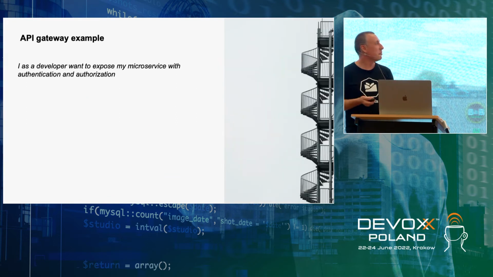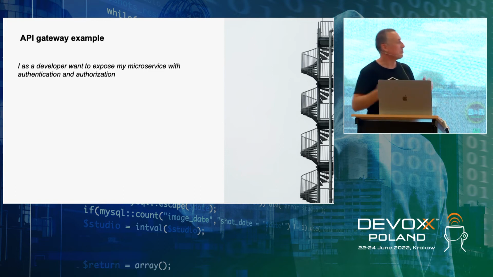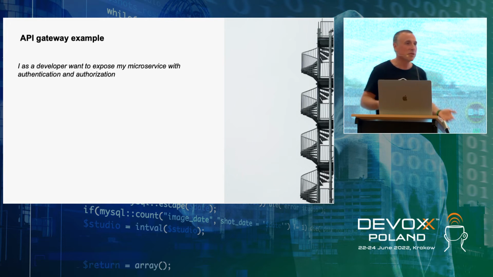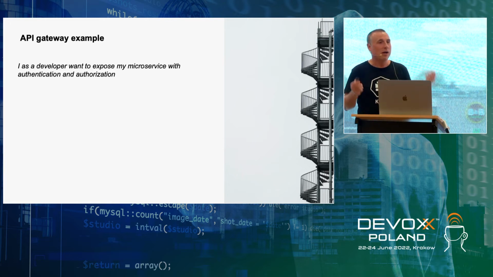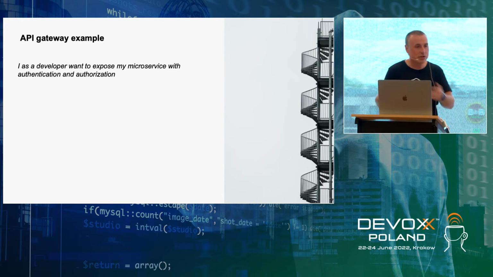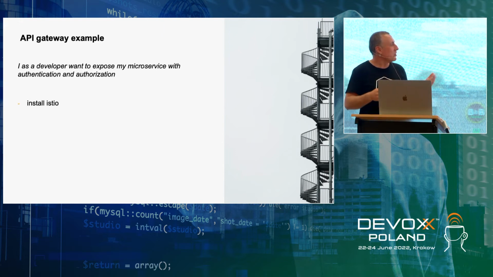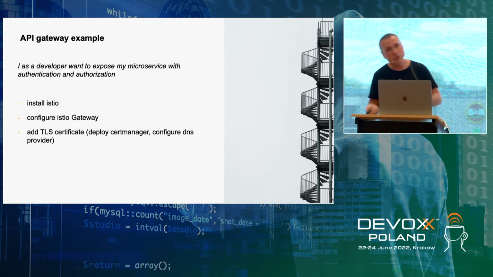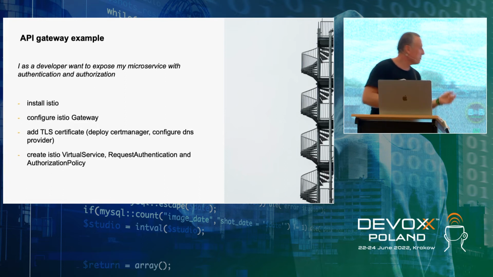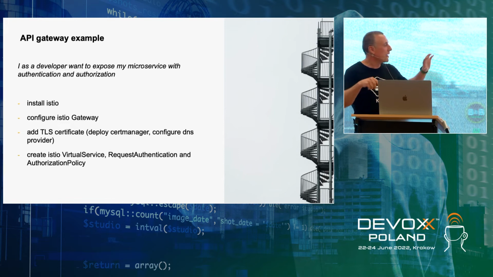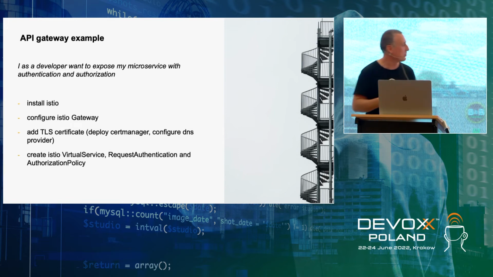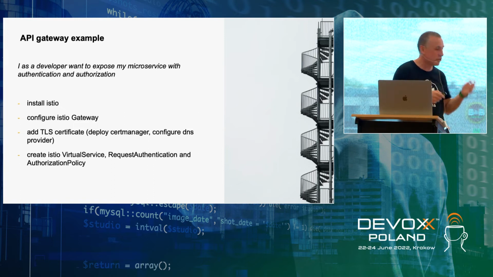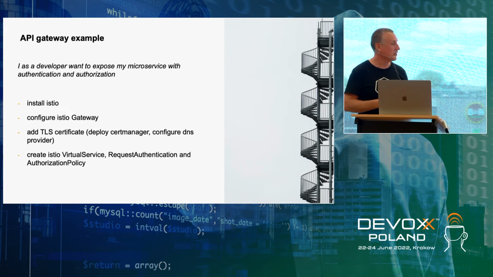One example. Probably most developers, when you develop your first microservice, want to expose it, have some routing, some load balancing, retries, some authentication, authorization. You can do that by installing Istio, configuring an Istio gateway, adding TLS certificates. TLS certificates are not an easy thing because you need to have cert manager, and cert manager usually needs a DNS provider. Then you have other stuff to do, like creating a virtual service, then rules for how request authentication should work, and what authorization policy to use. A lot of things to do.